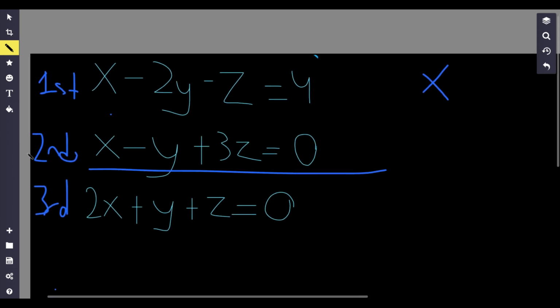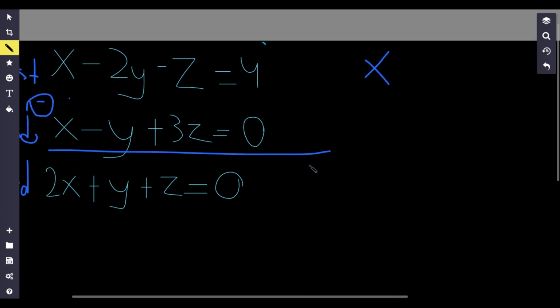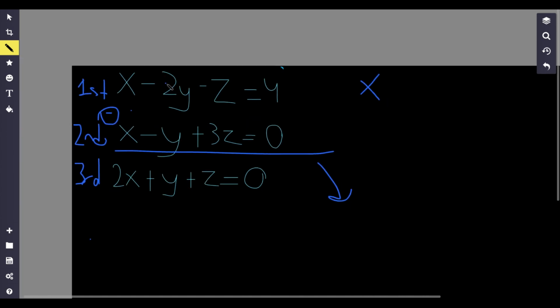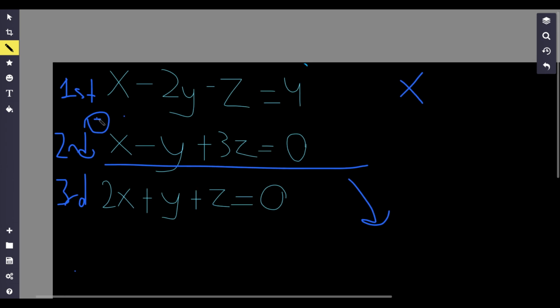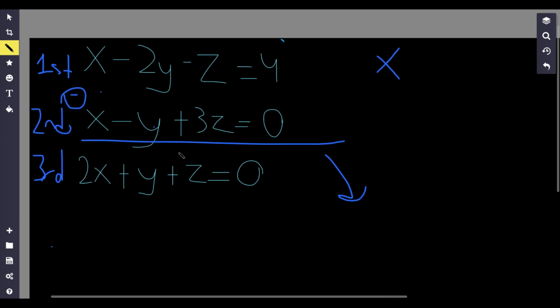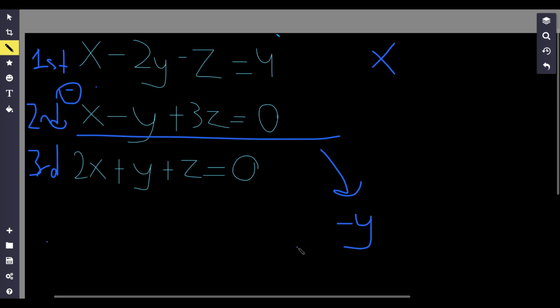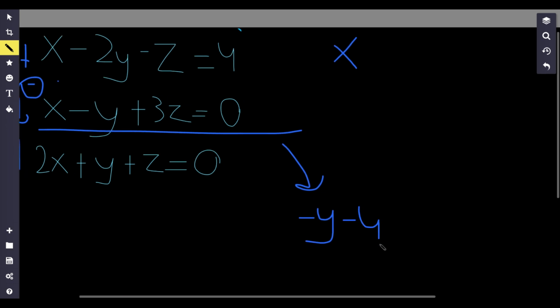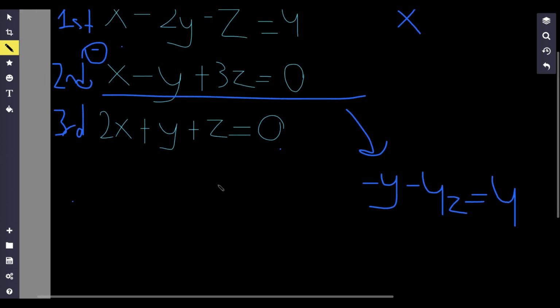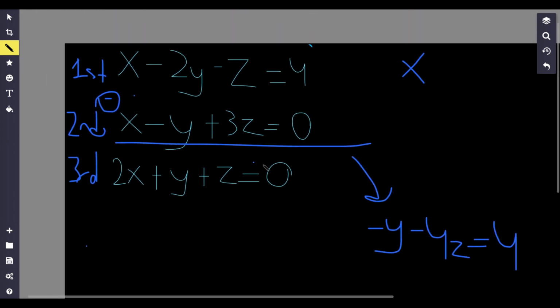Well, if I want to get rid of x, I'll just subtract these two equations. x minus x is just 0x. Negative 2y minus negative y, you'll notice negative makes a positive. So it's the same thing as negative 2y plus y, which is equal to negative y. Negative z minus 3z is just negative 4z. And 4 minus 0 is equal to 4. Alright, so the first step is done.